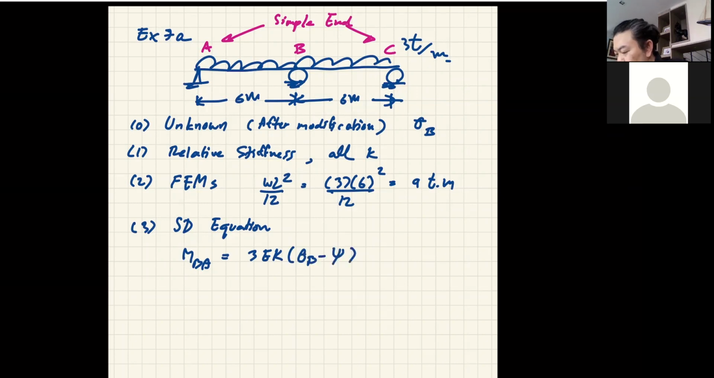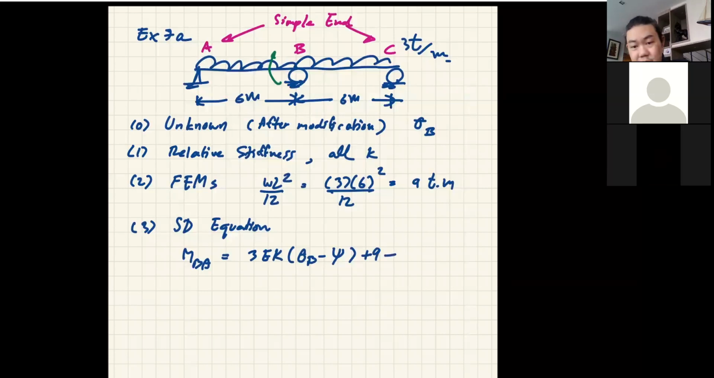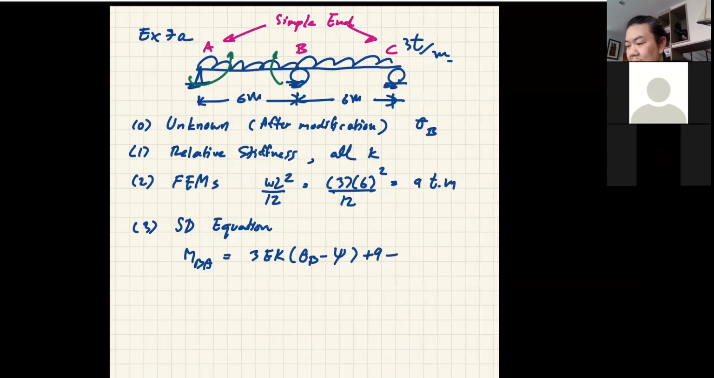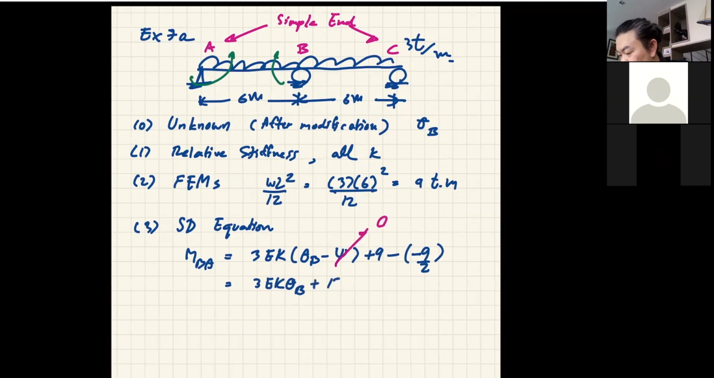minus psi, and then for MBA, I didn't write very clearly here, but you should know MBA is on this side, so it is clockwise, correct? So that's nine. Now minus MAB over 2, correct? Now this is where people make mistakes a lot when trying to use this. MAB is counterclockwise. So MAB itself is negative. So here you have minus 9 over 2. That means this is going to become 3 EK theta B. Psi is 0. And now you have minus minus 9. So this in fact becomes 13.5.